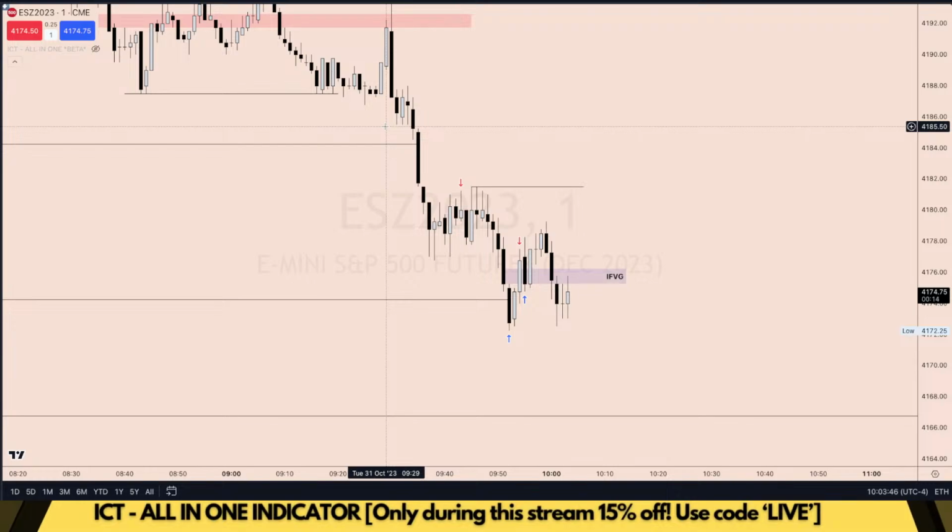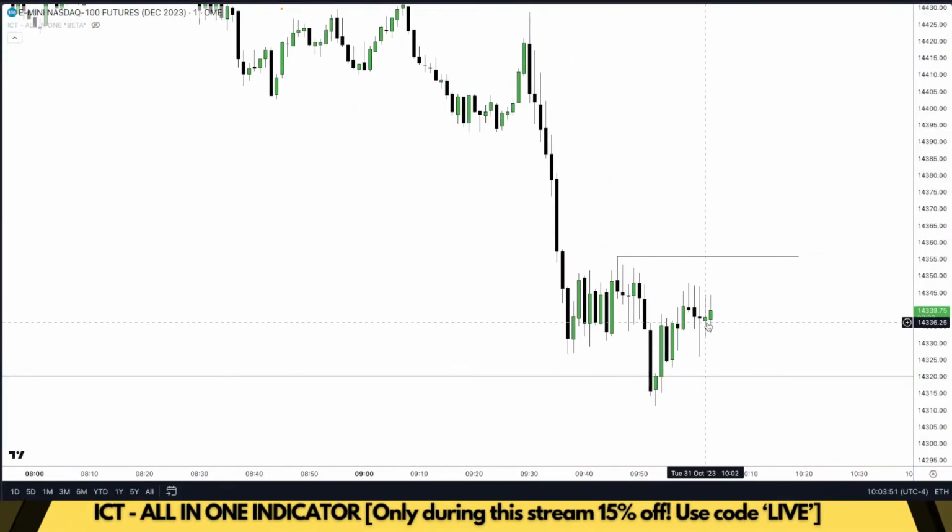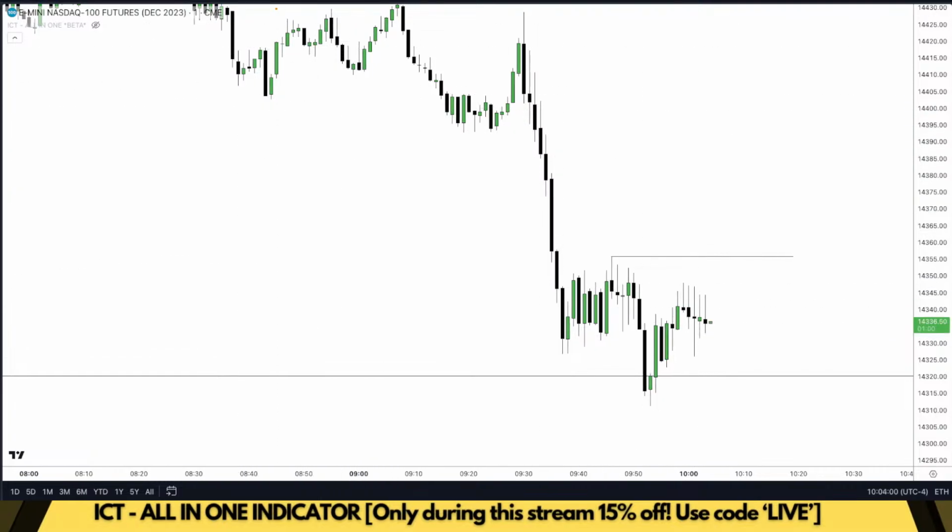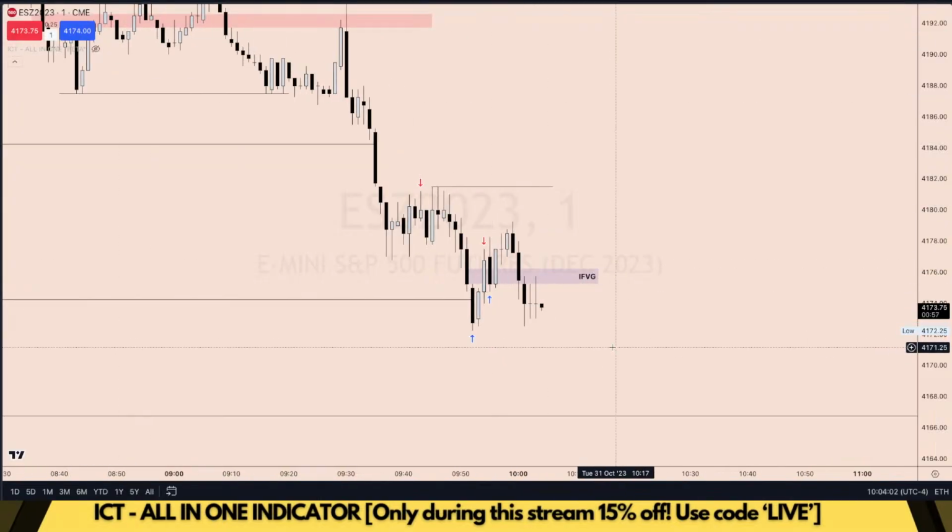Alright, so we have our old inversion fair value gap paired with this bearish one. NQ looks a little bit stronger right here. We only saw wicks after the 10 a.m. news candle right here. Only consumer confidence, that's why we didn't see a significant impact.